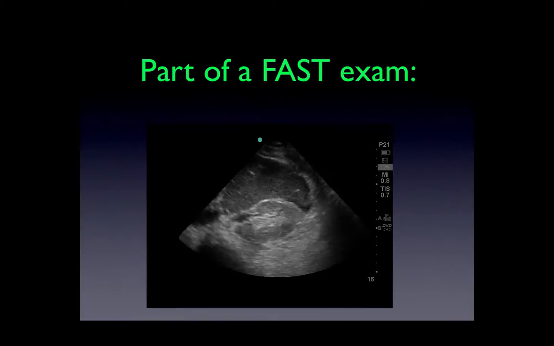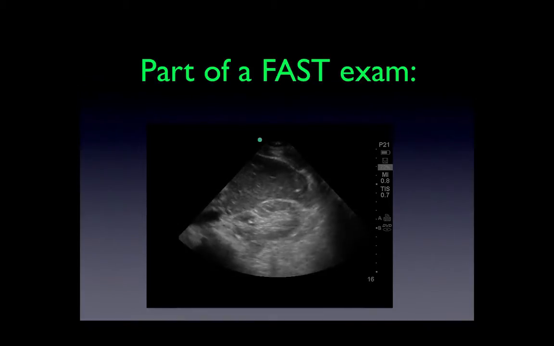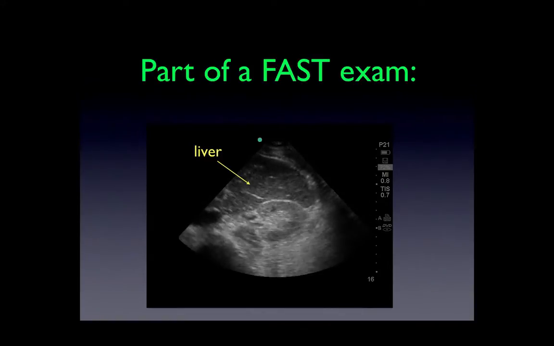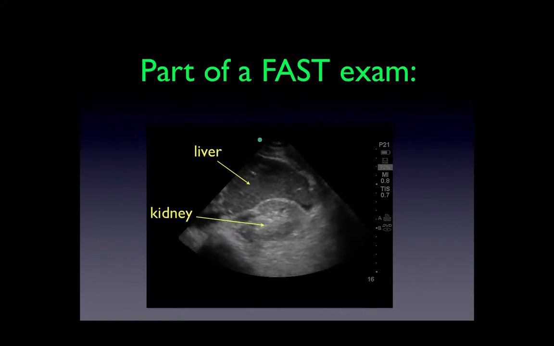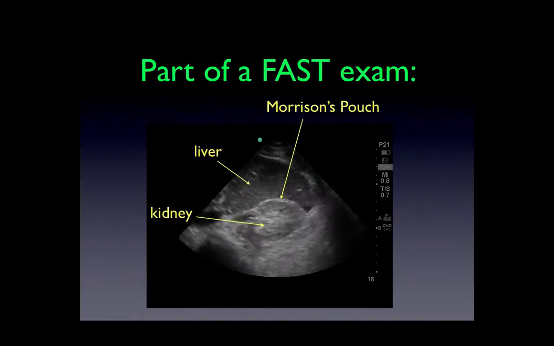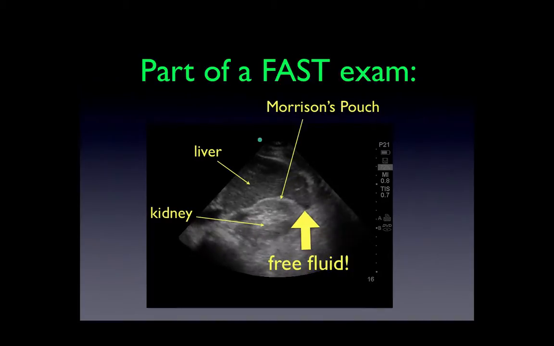Now we're seeing part of a FAST scan. The liver is noted to be more anterior. The right kidney is at the tip of this arrow. And then Morrison's pouch is the space in between. Now this is a potential space, and there should never be an anechoic area, which would represent fluid. But yet there is at the tip of the fat arrow. That's free fluid. It doesn't belong there.